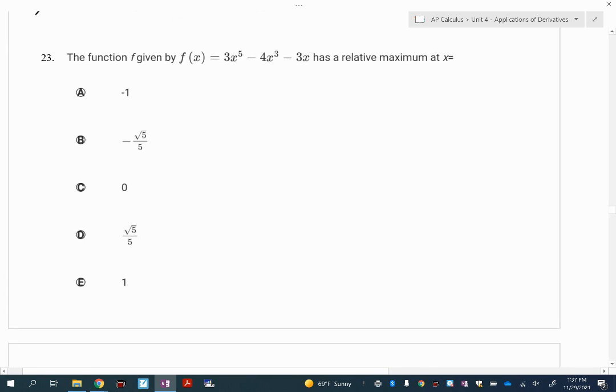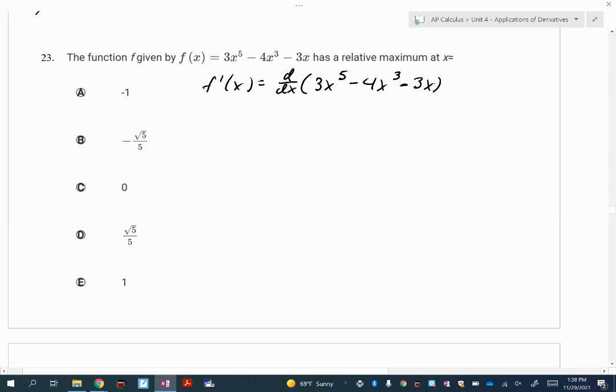Let's go to 23. Now 23 gives us a function, and it wants us to find a relative maximum. The way to do this is to find the critical points. So I'm going to find the derivative. d/dx of 3x to the 5th power minus 4x cubed minus 3x is going to be 15x to the 4th power, not squared, sorry about that, minus 12x squared minus 3. And I want to set this equal to 0.